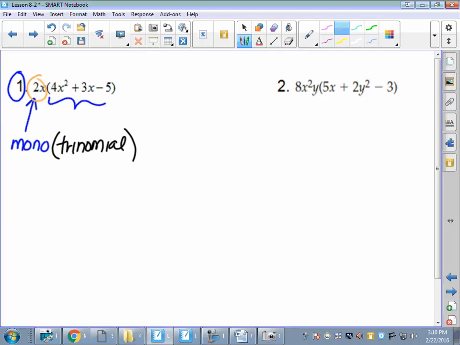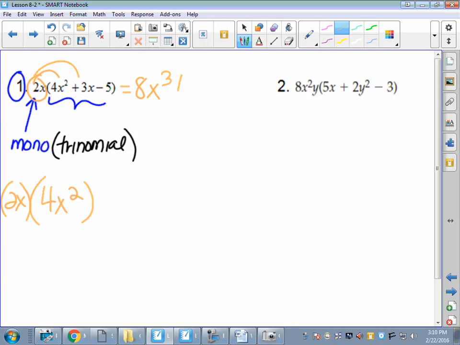So this 2x is going to get multiplied to everything inside the parentheses. So 2x times 4x squared. This is what we just finished in chapter 7, where you'd say, well, I don't know what to do with the numbers, and what do I do with the exponents? Well, 2x times 4x squared gives me an 8x to the third power. Think of it that old-fashioned way. Remember, you add your exponents together.